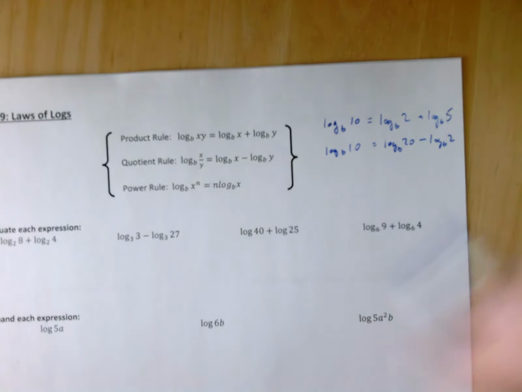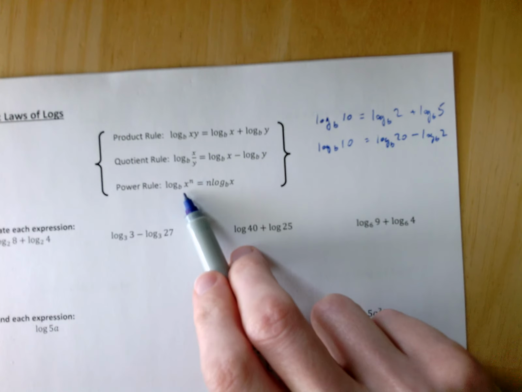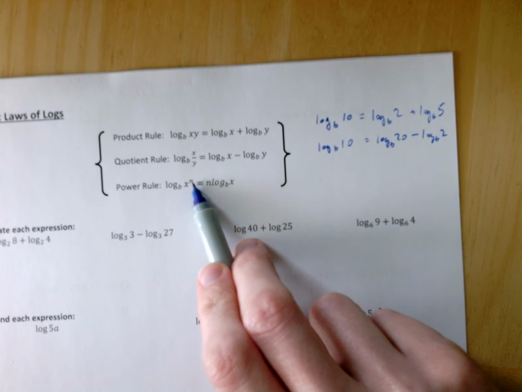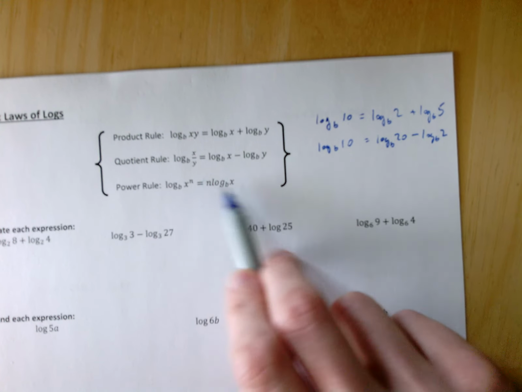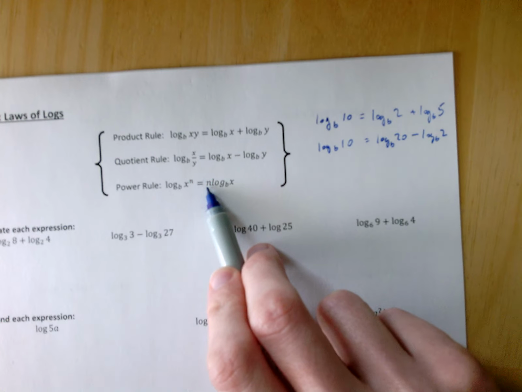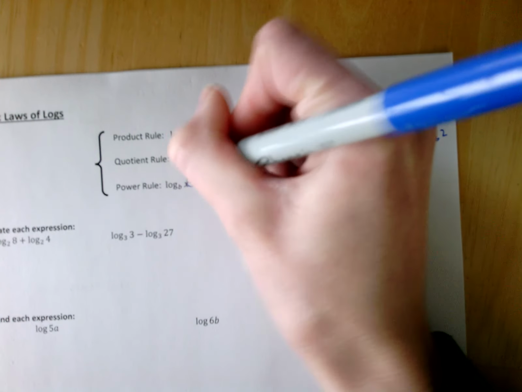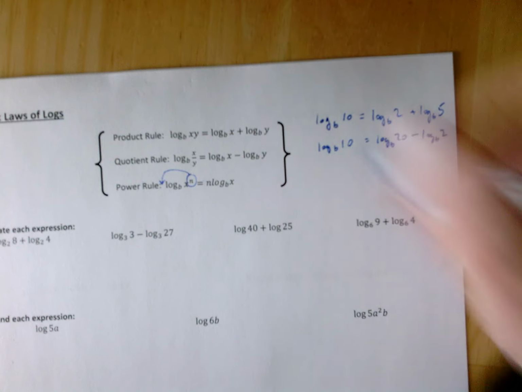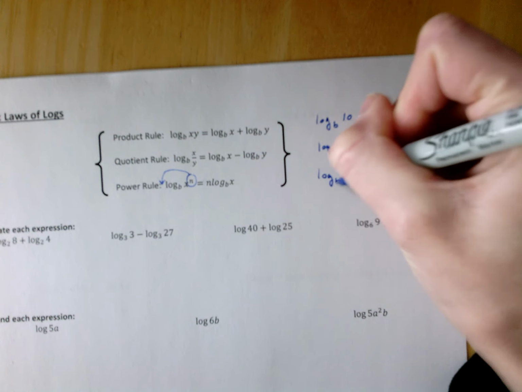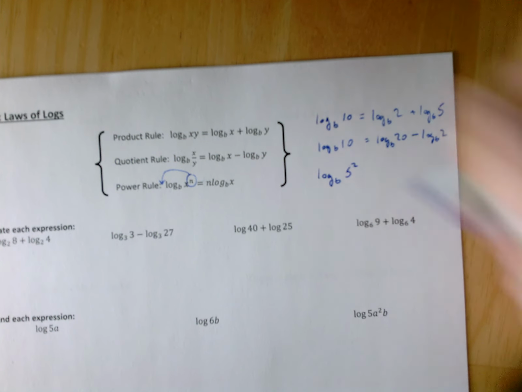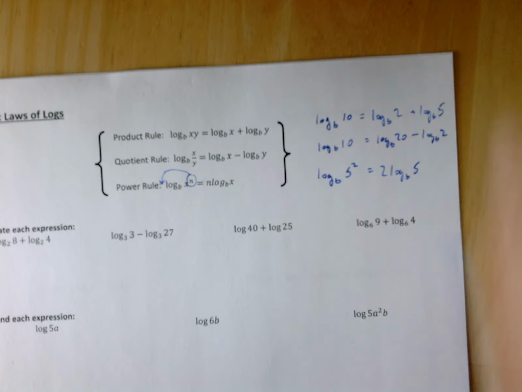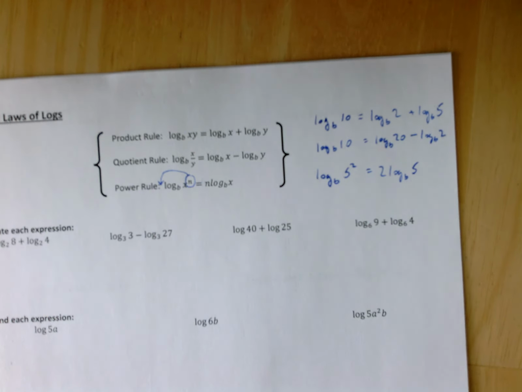And then our last one is the power rule. What it's saying is, see how there's this exponent on the x? You can take that exponent and drop it down into the front. I think about it like taking this guy and dropping him down into the front there. So if you had log base b of 5 squared, that's the same as 2 times log base b of 5. So that's what these different properties are.